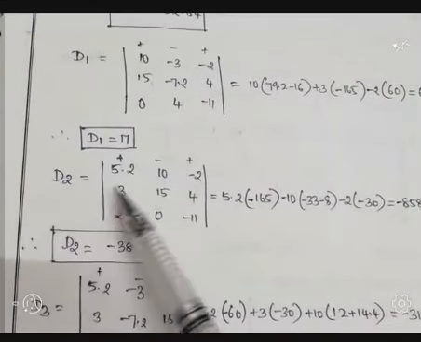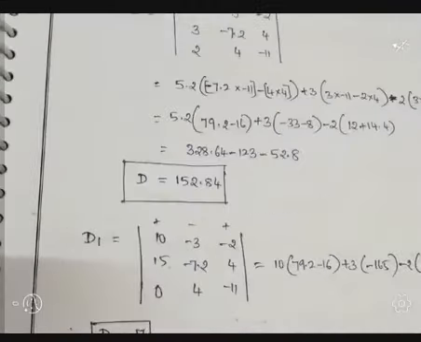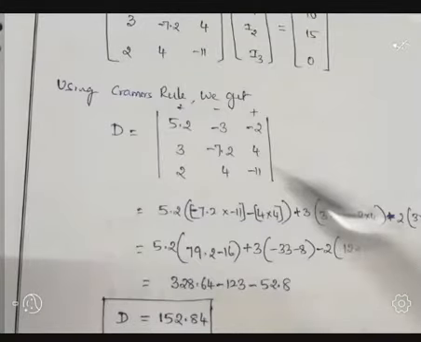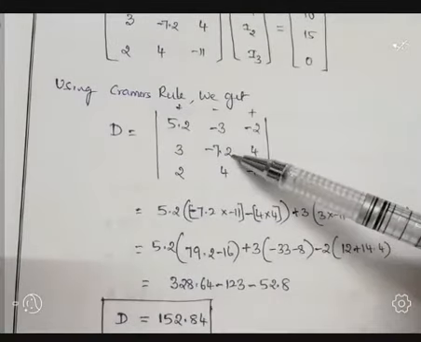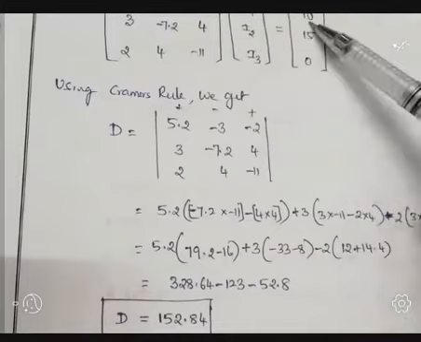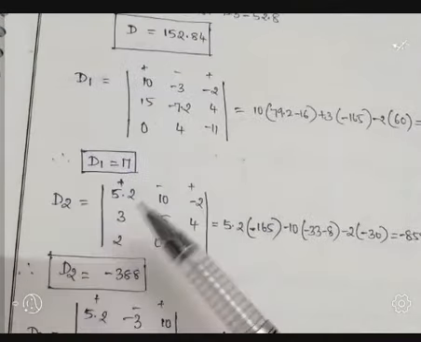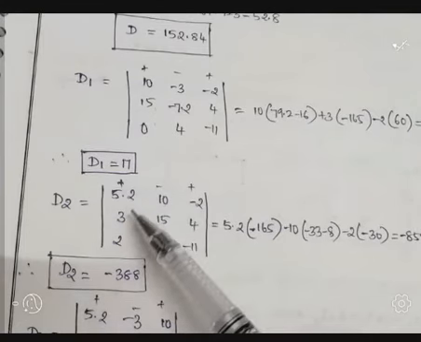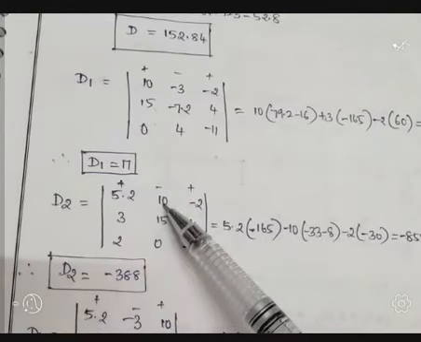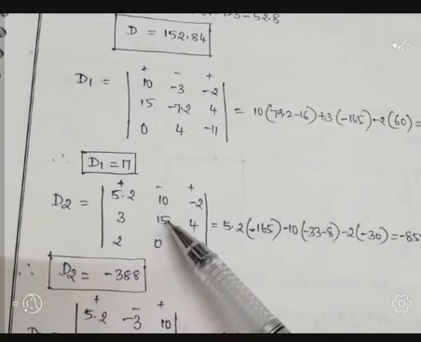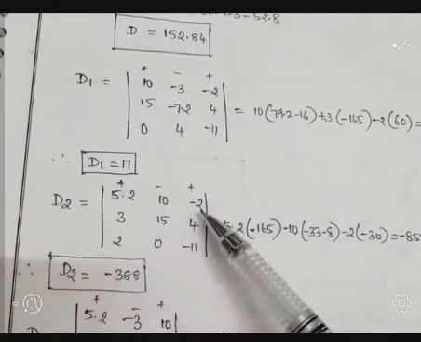d2 means second column entries. Second column entries, minus 3, minus 7.2, 4, are replaced by 10, 15, 0. So d2 equal to first column as it is, 5.232. Second column is replaced by the constant terms 10, 15, 0. Third column remains as it is.